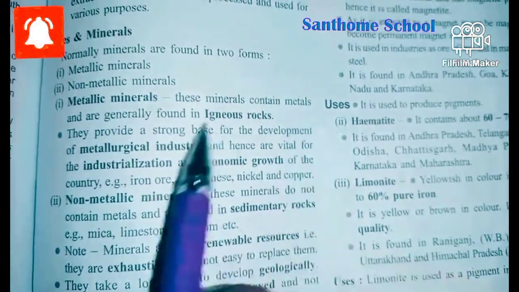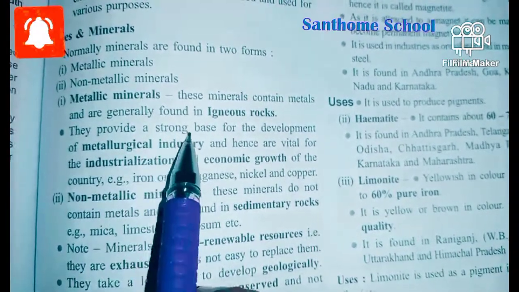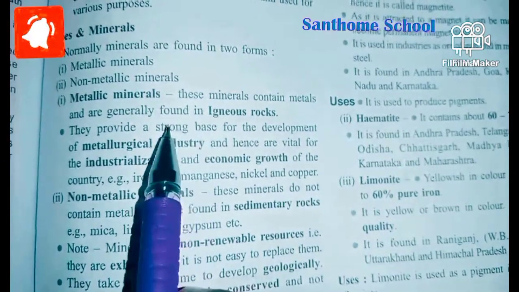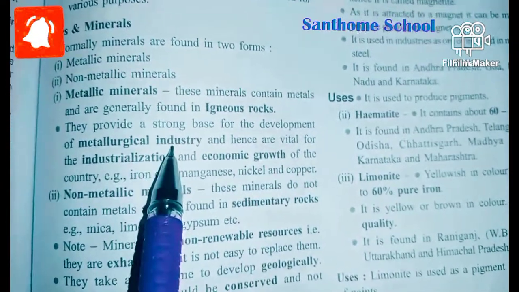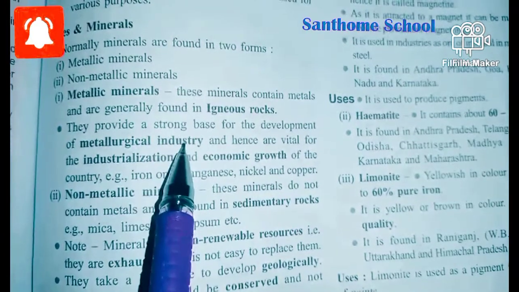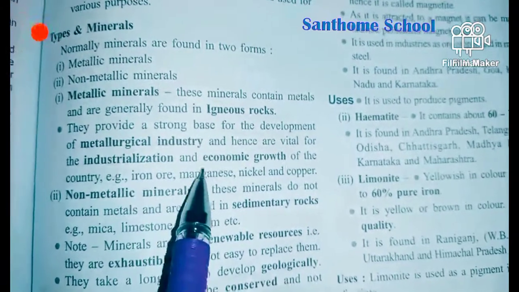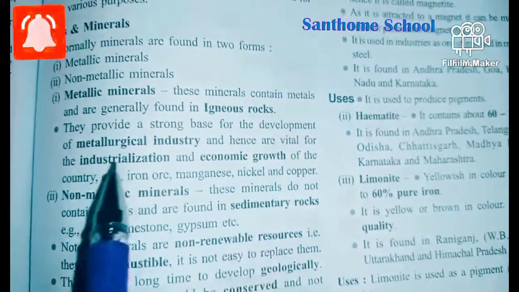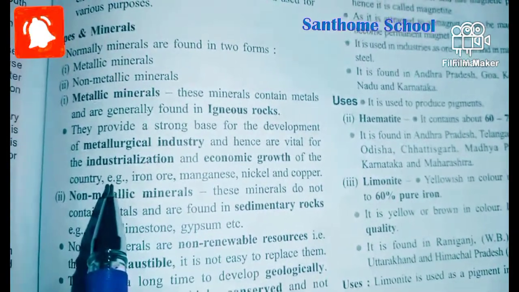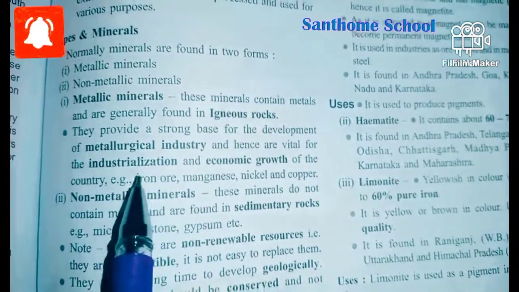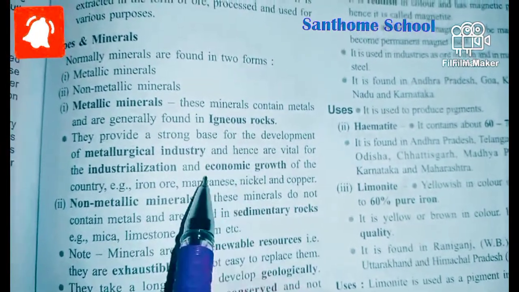Now as they contain some metals, we can take a look at their characteristics. They are very strong, especially for developing the metallurgical industry. Not only the metallurgical industry, they are also important for industrialization and the better economic growth of the country. So they can set up the highest and the heavy industries. With the help of that, other industries are also set up that leads eventually to economic growth.